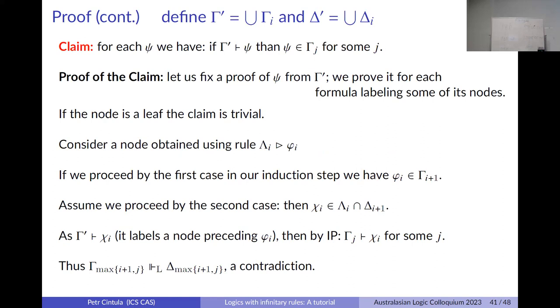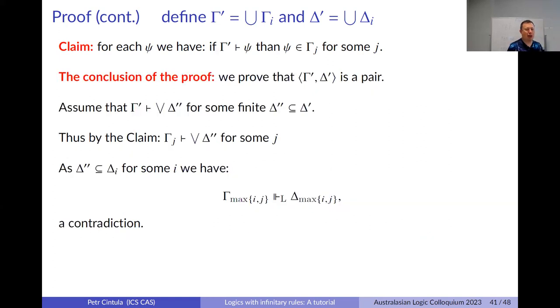We can prove this claim that if we construct gamma prime as the union of all the gammas and delta prime as the union of all the deltas, then gamma prime has built-in finitarity, no? If gamma prime proves psi, then it got there in one of the sets. This is a proof by induction over the complexity of the proof, not complicated, but neat, I would say.